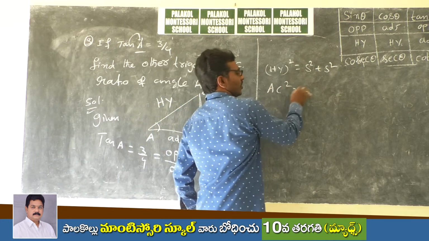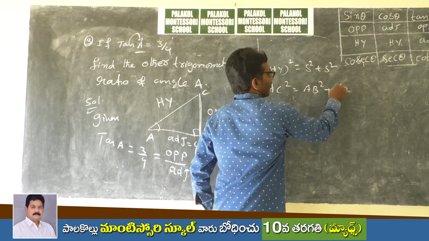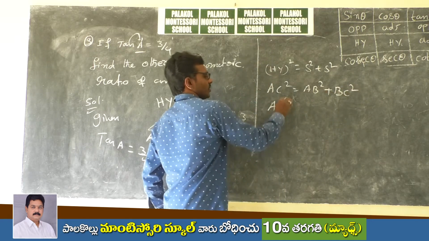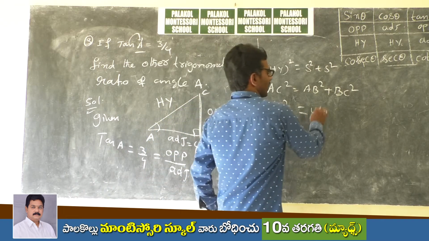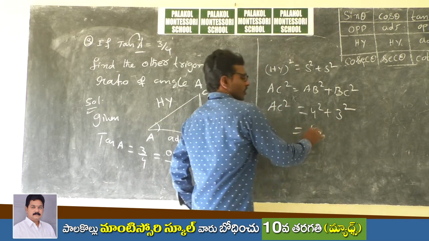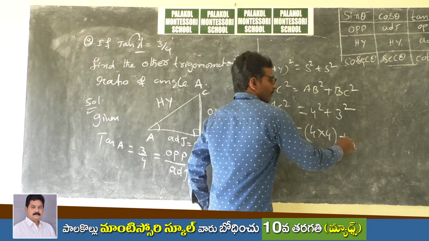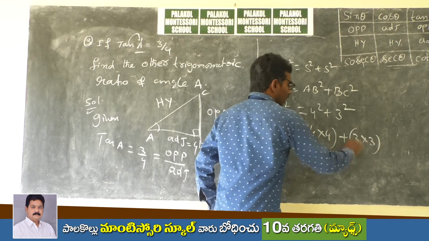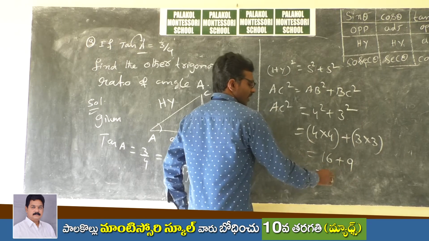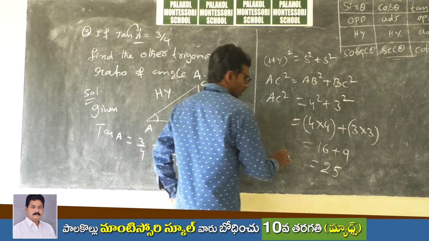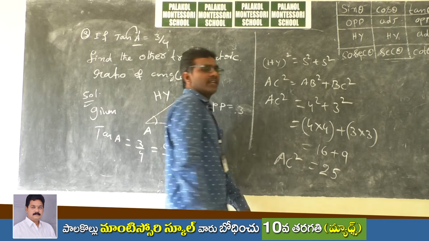AC square is equal to AB square plus BC square. AC square is equal to what length of the AB? 4 centimeters. 4 square plus 3 square. 4 square means 4 into 4, plus 3 square means 3 into 3. 4 fours are 16, plus 3 threes are 9. 16 plus 9 is 25. So AC square is equal to 25.